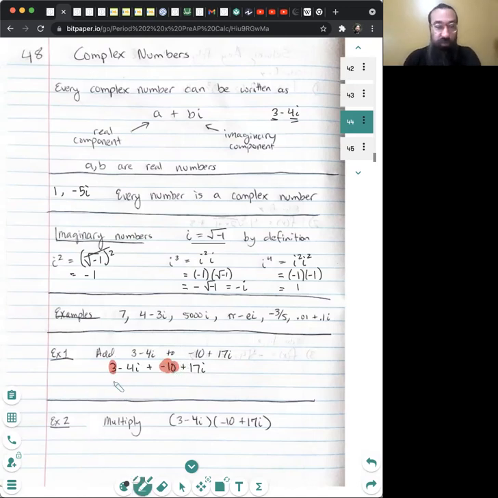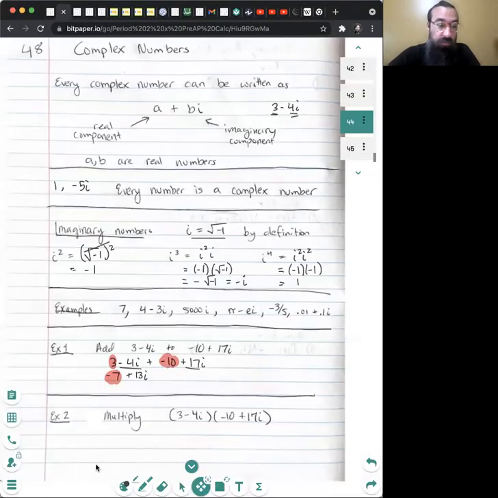The real stuff is positive 3 and negative 10. So what is 3 minus 10? Negative 7. I'll just highlight that too so it's clear. 3 minus 10 is negative 7. And then, well, what's left? We have negative 4i plus 17i, and that's going to be plus 13i. And that's it. We just want to simplify. We're simplified. We're done. All right, we'll go ahead and move to example 2.